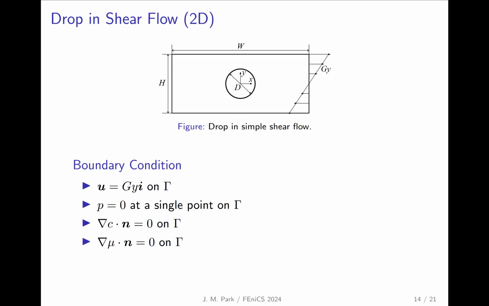Now we apply that system to solve some toy problem like a droplet in shear flow. On the boundary, the flow field is given, and we fix one point, the pressure of one point is 0. And these are the other boundary conditions for the Cahn-Hilliard equations. And with that toy problem, I want to compare the result between the diffuse interface model and the sharp interface model.